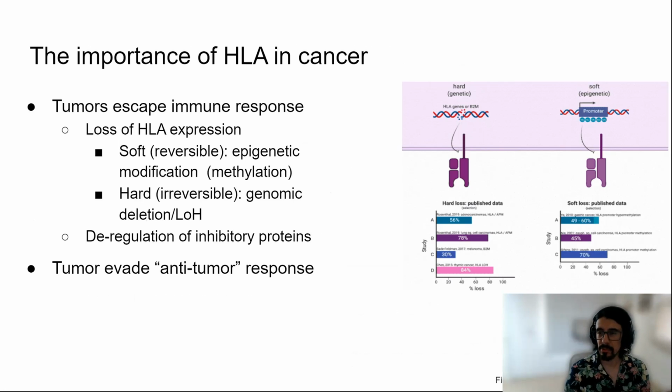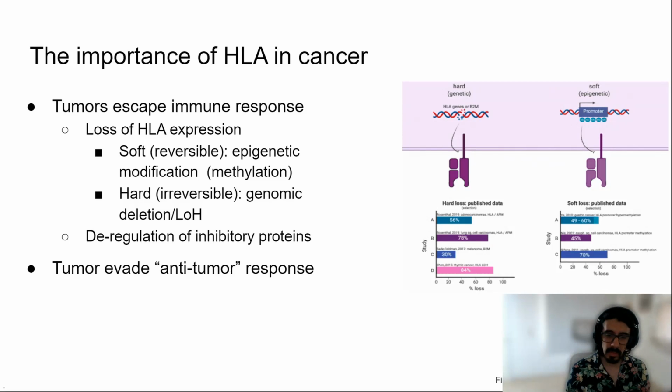So in this particular case, let's go over everything. The tumors want to escape the immune response. And how they do it, they can do it by the loss of HLA expression. Again, if we go for somatic deletions and mutations, we can have a hard loss, something that is irreversible, such as I mentioned, genomic deletion or LOH, or we can have a soft loss, an epigenetic modification or methylation that will silence these genes. After these genes are either silenced by epigenetic changes or genomic deletions, then there's a deregulation of inhibitory proteins, and the tumor can evade the anti-tumor response of the body.